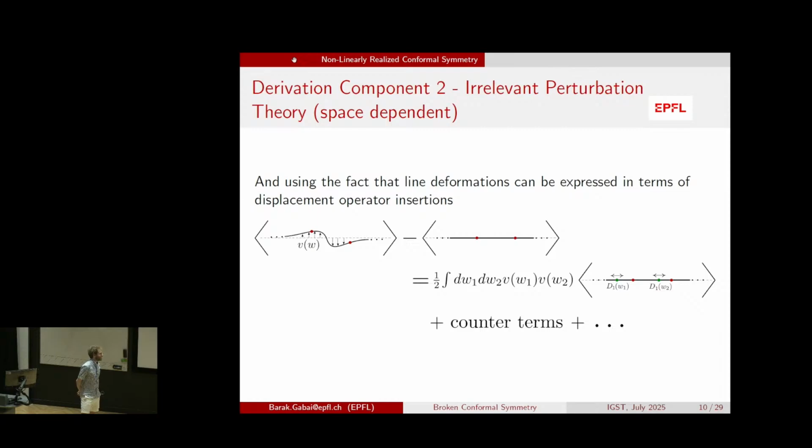I see. Okay, that's interesting. I think we can probably determine it perturbatively, to leading order in perturbation theory at least. So yeah, we can discuss this.